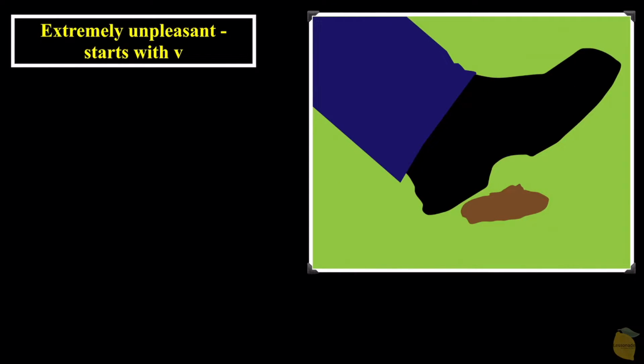Extremely unpleasant starts with V. So in this picture, we can see someone about to step on mud or poo, which suggests it is pretty unpleasant. So the word is vile. Let's go on to the next one.